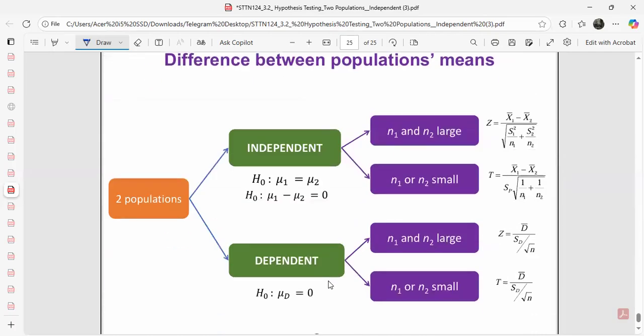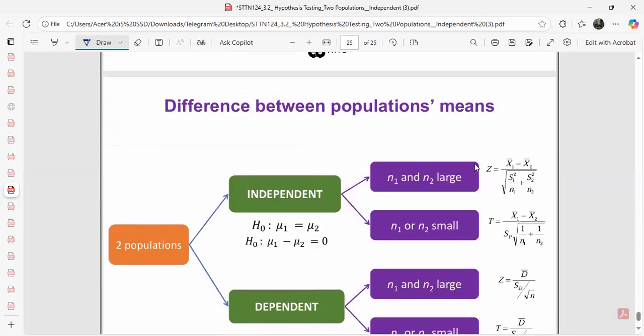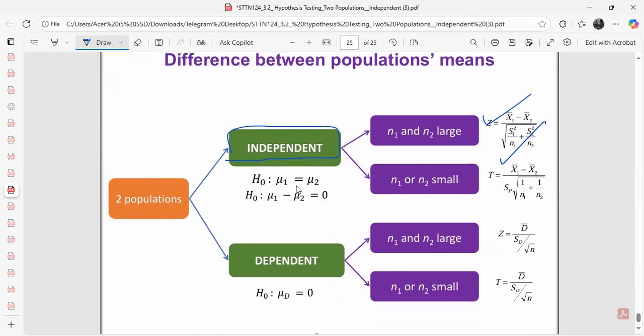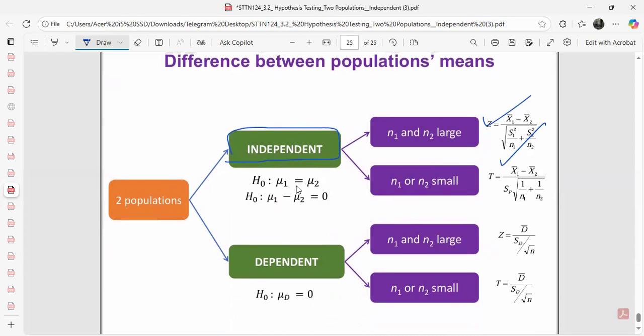Let's see. Okay, you know the formula. You saw this one, we did it. You saw even this one. It was under the independent. Interesting one, the one for the dependent. When N1 and N2 are large, we use this formula. I'm going to explain on the next slides what is this D bar, what is this SD, and what is this TD. How do you deal with this whole thing under the dependent?